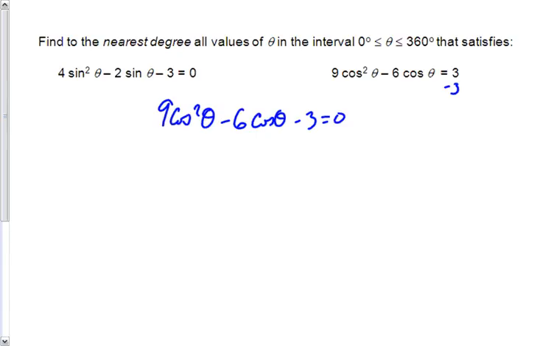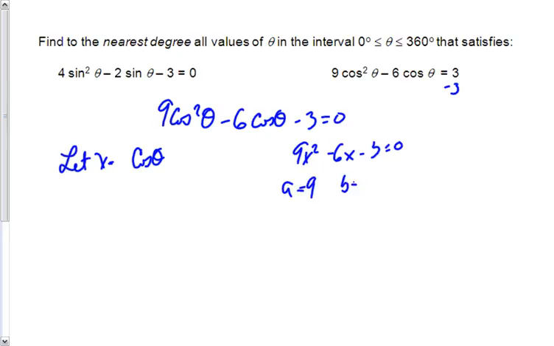Alright, at this point, this is where you can start thinking, what can I do to this? Can I factor it? Well, I'm not good when I have numbers out in front, so I'm going to go right to the quadratic formula. Again, we're going to let x equal cosine of theta, and we have 9x squared minus 6x minus 3 equals 0. Making our quadratic formula pieces, a equals 9, b equals negative 6, and c equals negative 3.